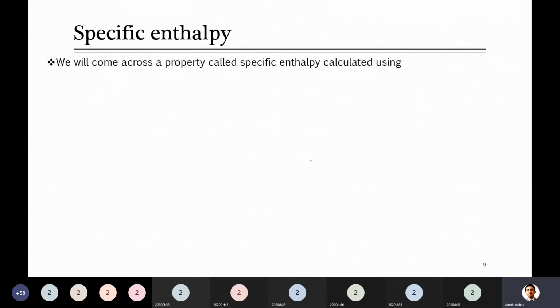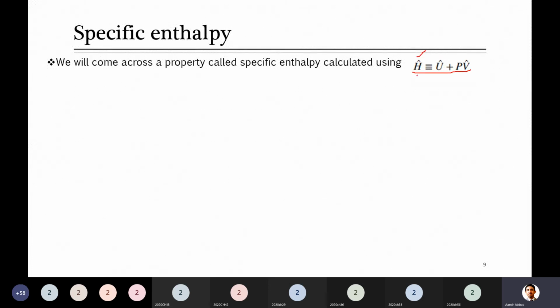When we call something specific, it means it is per unit mass. So if I simply say enthalpy, its equation is that enthalpy is the summation of internal energy and PV. What is this PV? You just studied it. Work. Yes, flow work, guys, flow work. Remember, please, this is flow work. So if we add flow work to the internal energy, it is commonly named enthalpy.